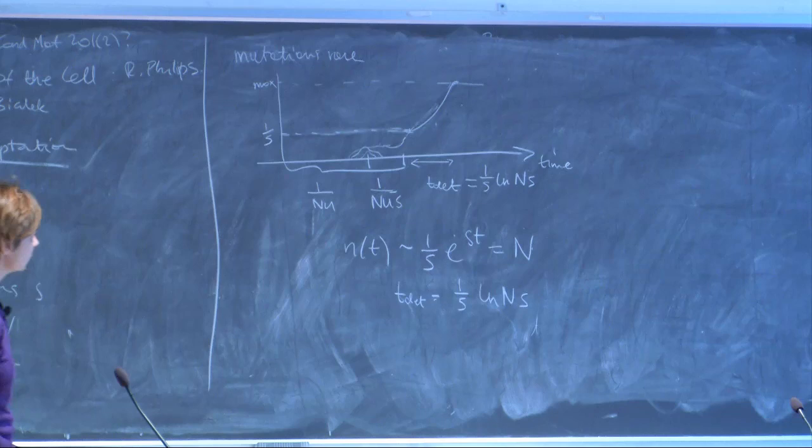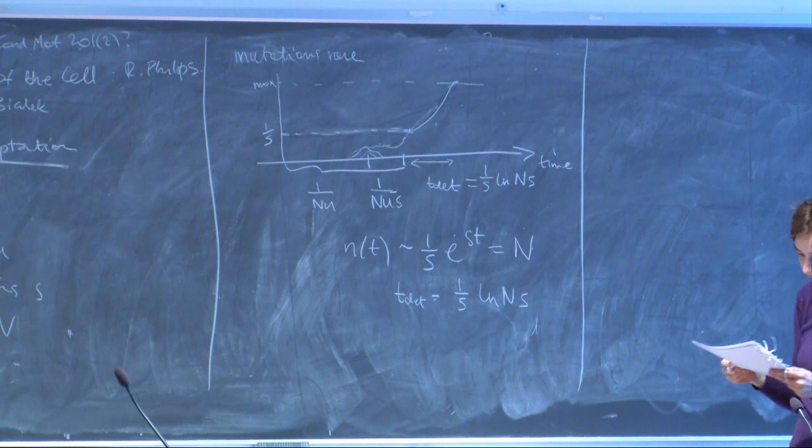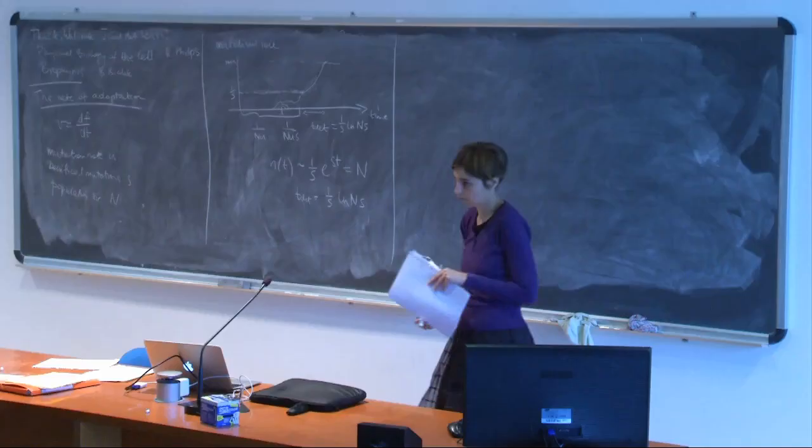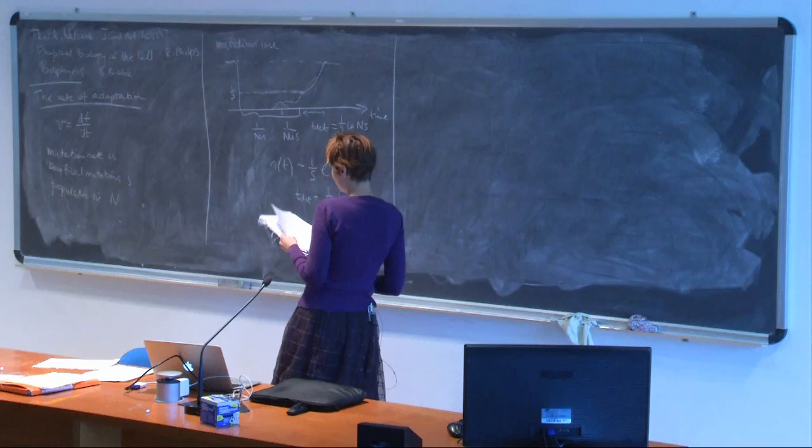So that's one picture. This is the picture for rare mutations. The next question is, when does this whole picture break down? Exactly, when the mutation is not rare. And what does it mean that the mutation is not rare?